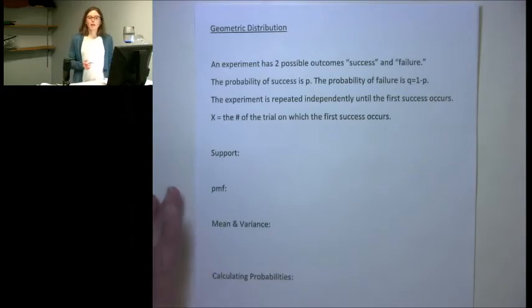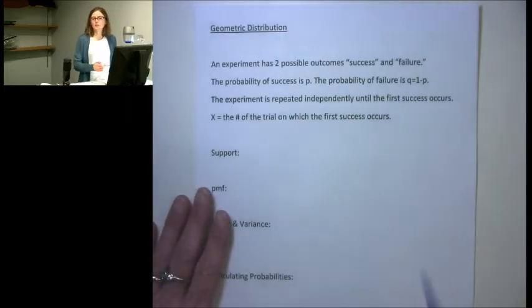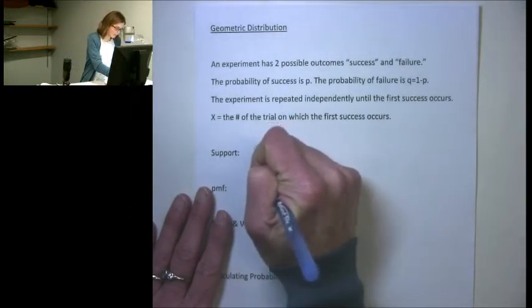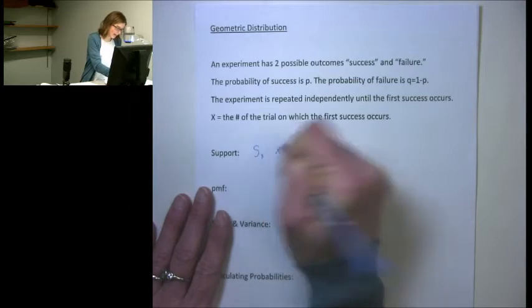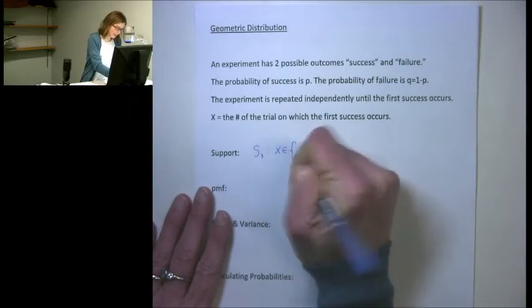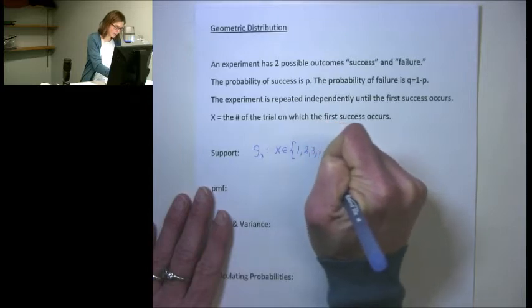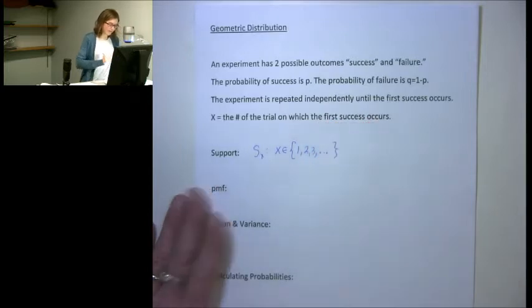Now, the support of a random variable that has a geometric distribution: we can see the first success could occur on the first try, or the second, or the third, and theoretically it could go on forever without it ever occurring, right? Eventually it'd be unlikely, but it could happen. So the support is going to be x is an element of the positive integers, 1, 2, 3, and so on, up to infinity.